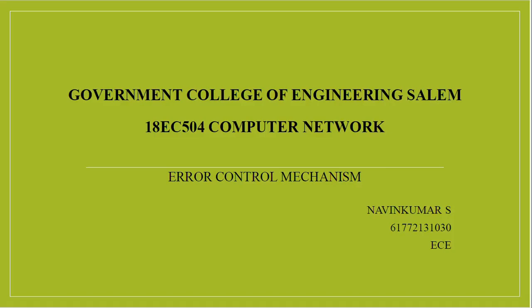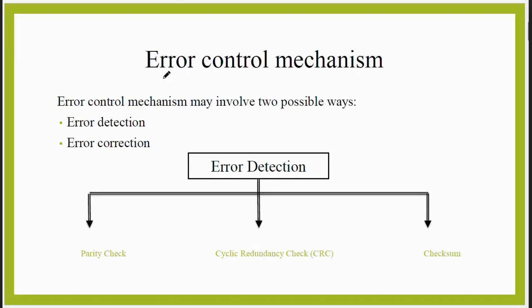Let's see about the error control mechanism. It involves two possible ways: error detection and error correction. In error detection, let's see three types: parity check, cyclic redundancy check, and checksums.